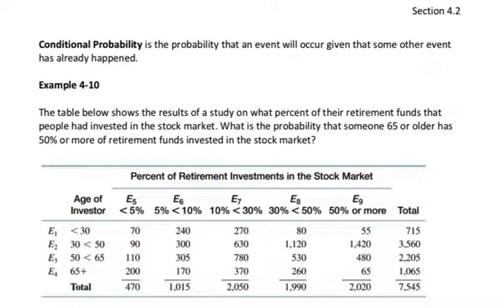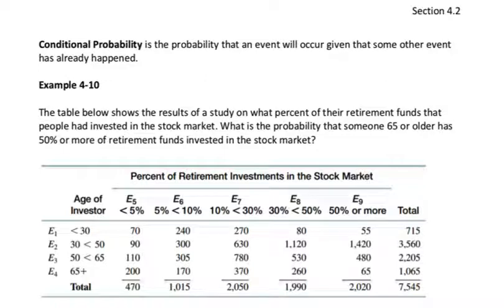In this video for section 4.2, we're going to start by discussing conditional probability. Conditional probability is the probability that an event will occur given that some other event has already happened. So let's look at example 410.